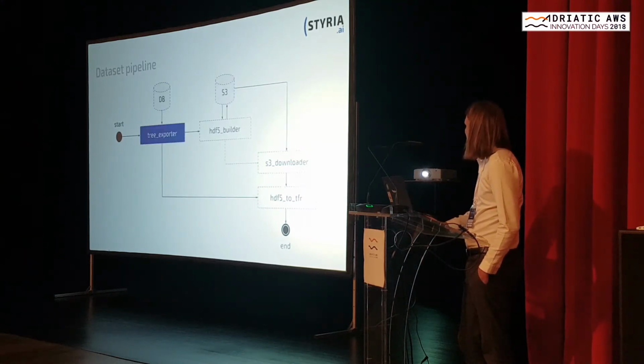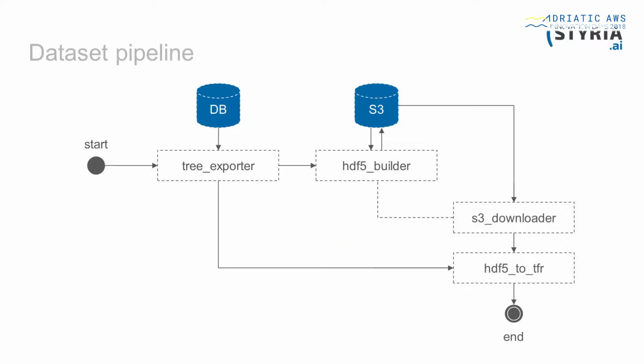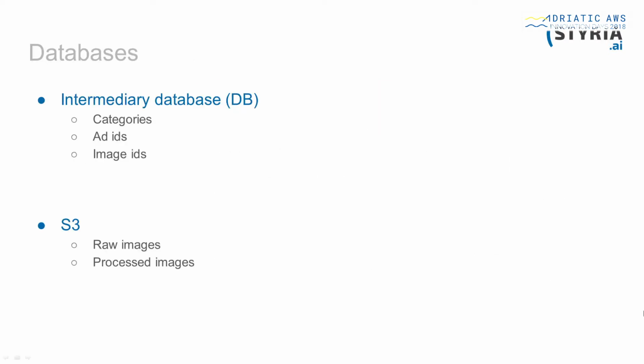After we have the data, we can run our pipeline. The first step is exporting the categorization tree. And this is exactly what we do. We take all the categories and relations between them, effectively creating a tree. For every category, we get a list of ads. For every ad, we get a list of image IDs.